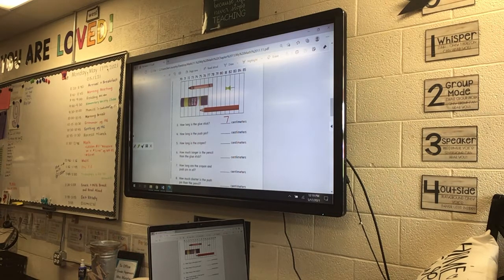Count that again. We'll get an eraser back there, but that's wrong. So go with that. Get an eraser back there and fix it. Count that again. Good job. Count that one again.